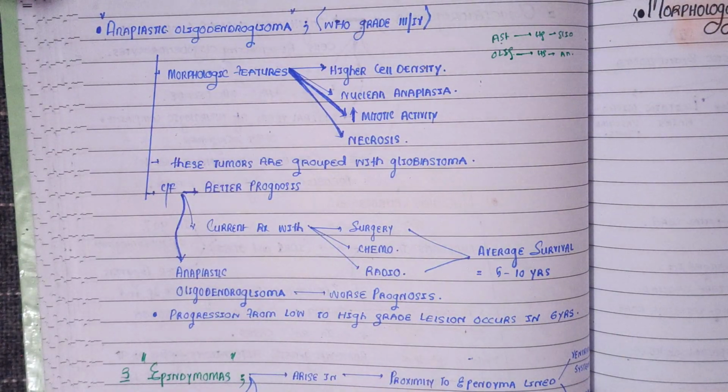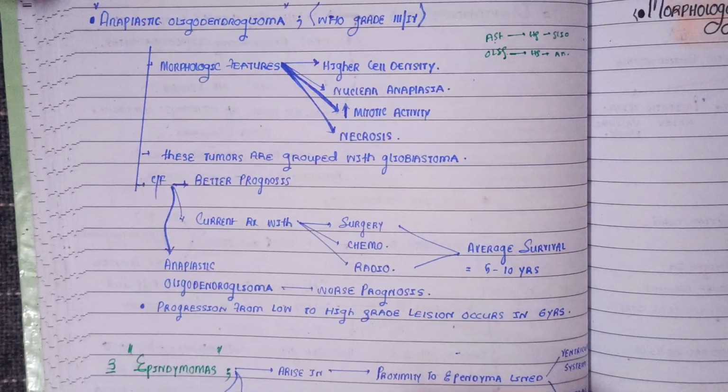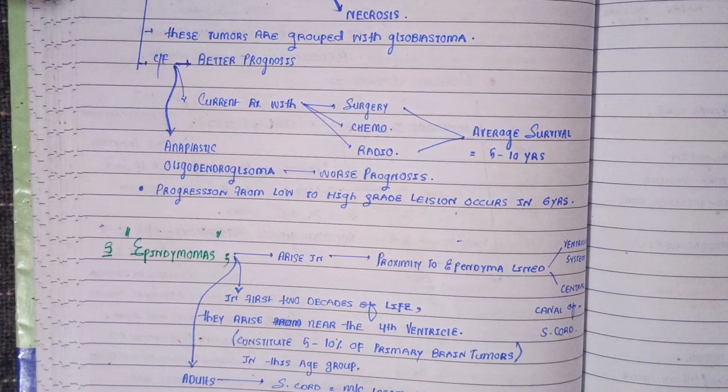So this is all about beta the oligodendroglioma. I hope it is clear to you. We will now be talking about another glial tumor, that is the ependymoma.